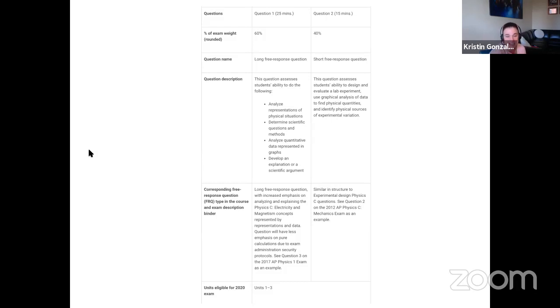Question 2 is going to be a question that assesses your ability to design and evaluate a lab experiment, use graphical analysis of data to find physical quantities, and identify physical sources of experimental variation. That's going to be similar to question 2 on the 2012 E&M exam. The units that are up for grabs on this are anything between 1 and 3. So that's electrostatics and Gauss's law, potential and capacitance, and circuits.